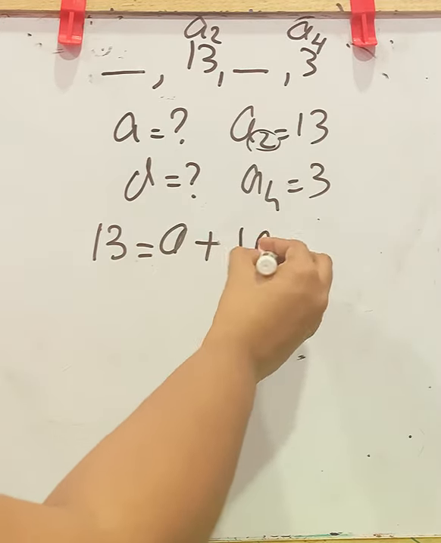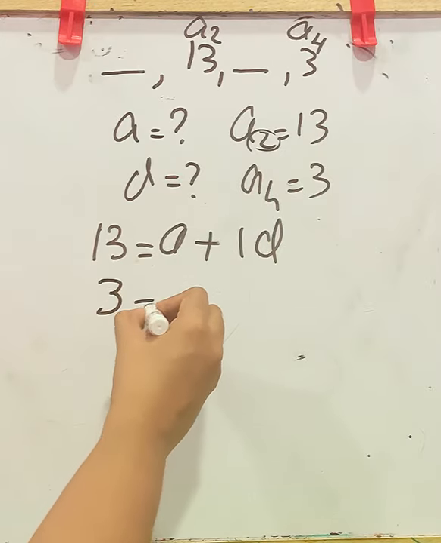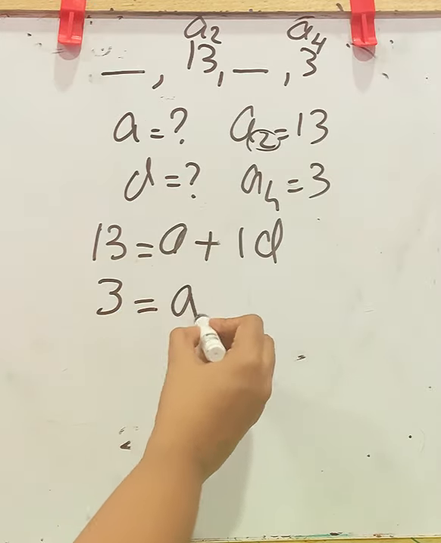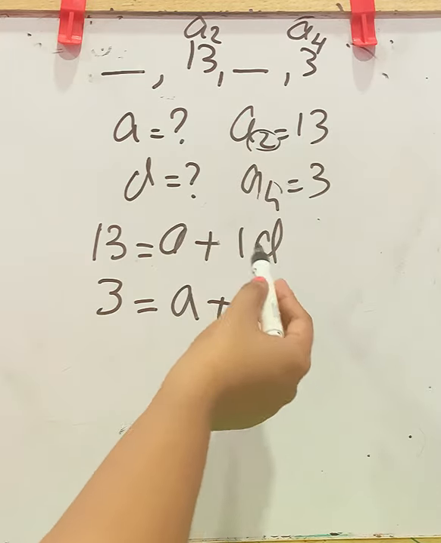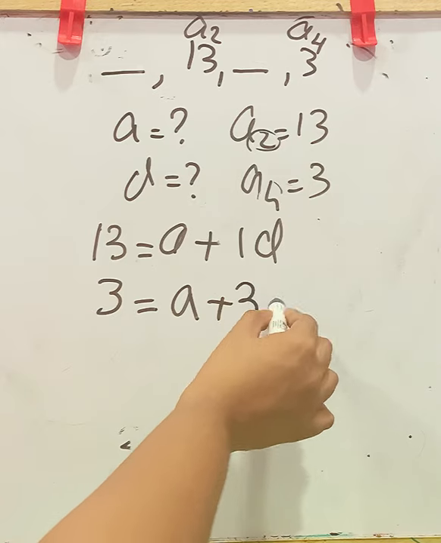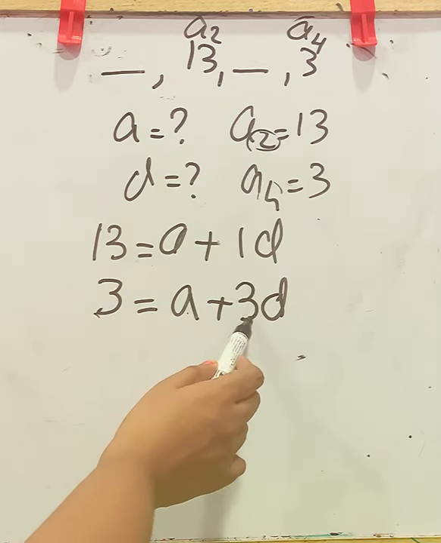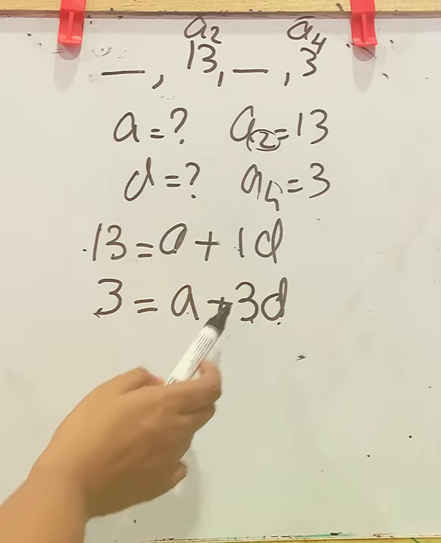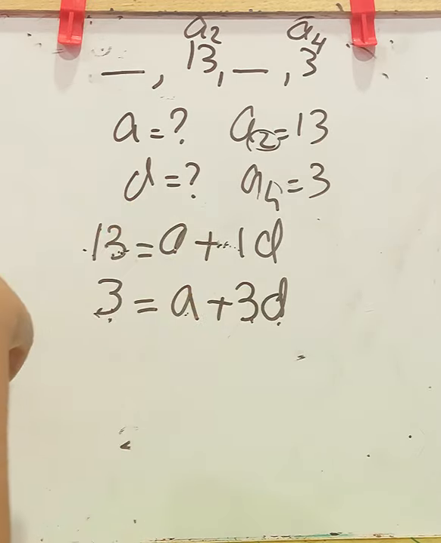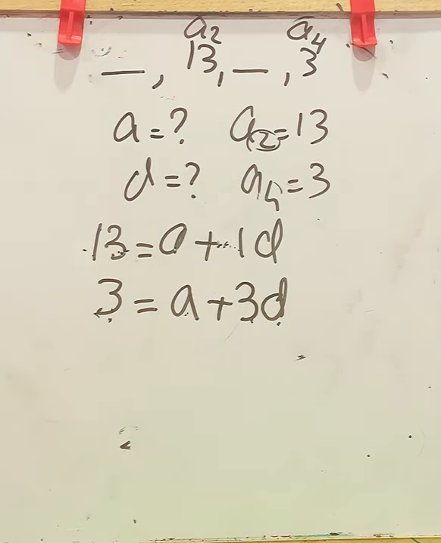We will write 1d. Now next a4, that is 3 equal to, a we don't know, plus here n is 4. So 4 minus 1 is again 3d. a4 equal to a plus n minus 1 into d. Now we have two equations. From that you have to find the value of a and d. So we will use here elimination method. We have already learned it.